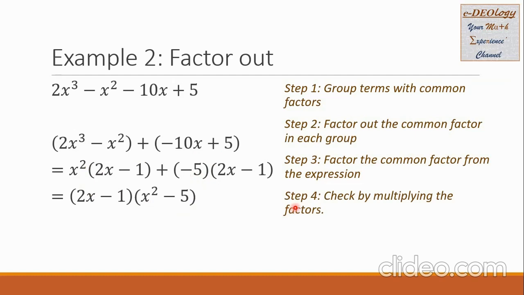So for step 4, I'm going to check by multiplying the factors. So the 2x times x squared, the answer is the 2x cubed. 2x times -5, I will get the -10x. Then -1 times x squared, it is -x squared. -1 times -5 is +5. So we are now sure that our answer is correct.